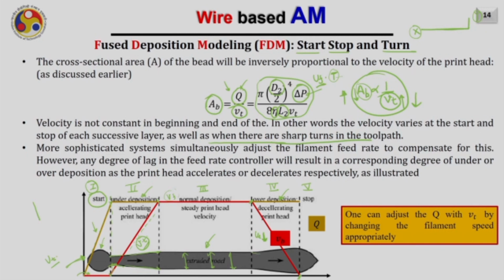In that case, of course, the deposited bead cross section will keep on increasing like this. And finally, you stop. Now during the stop, as the wire is fed with velocity V, it will also take some time to reach zero velocity. Although the head is not moving, due to this finite rate of change of the wire velocity, some material will get deposited in the end, that is excess material, like it was deposited in the beginning.